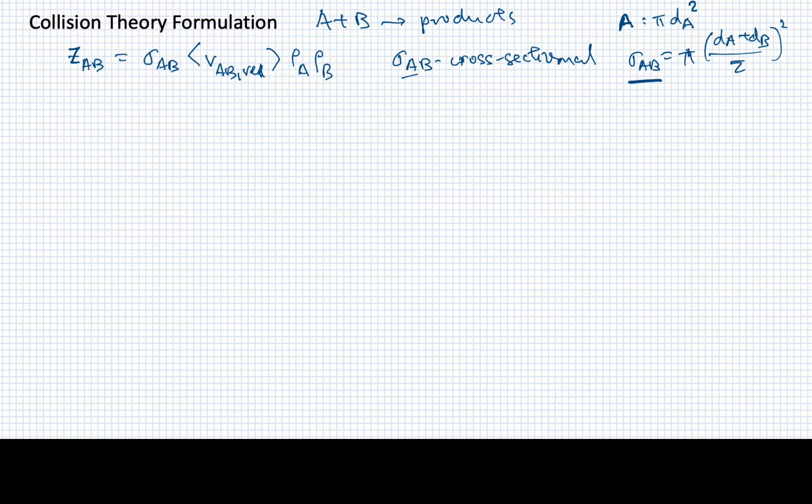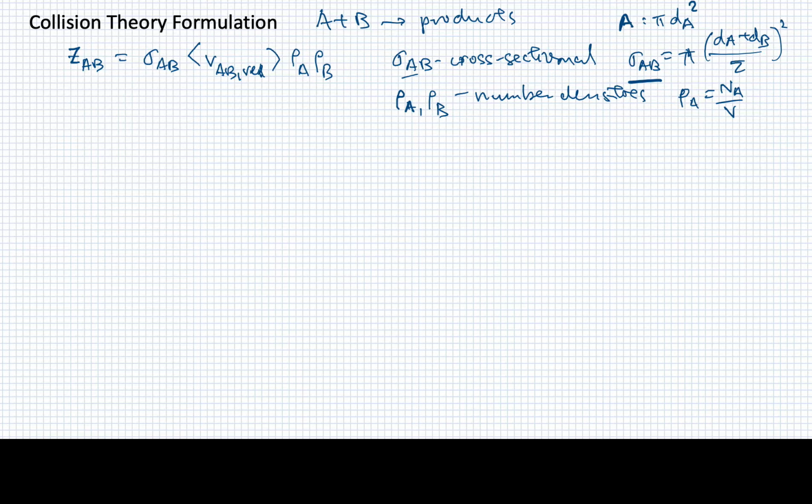Now, we also have these two factors, rho A and rho B, and those are basically the number densities of each of these molecules. And just to remind you, they're defined, for example, rho A would be the number of A molecules divided by the volume, and similarly for molecule B and rho B. All right, so in effect, they're a stand-in for the concentration of these particles.